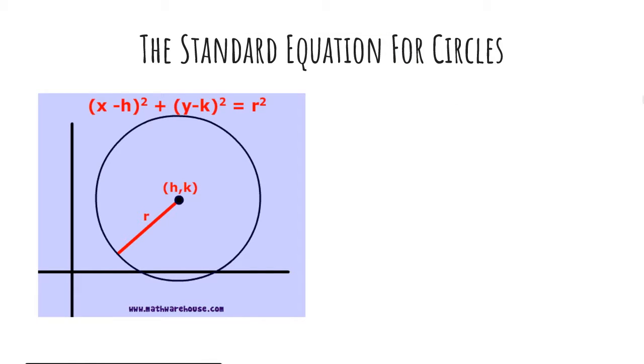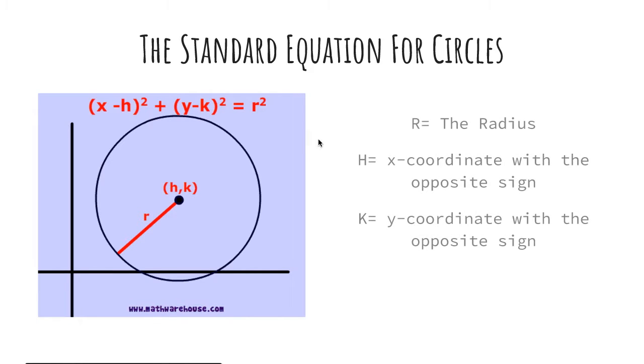So the first thing that you need to know about circles is the standard equation. That's this equation right here. This equation basically gives you everything that you need to know about graphing a circle, which is the radius and the center. So you can see that r equals the radius, h equals the x-coordinate, and k equals the y-coordinate.